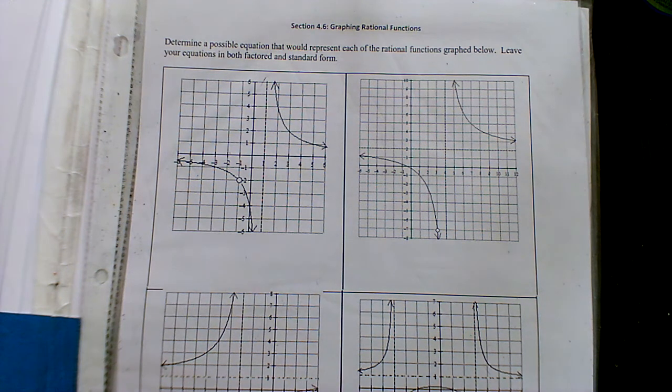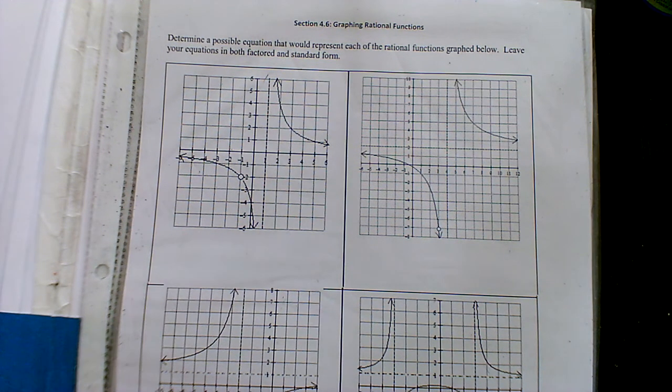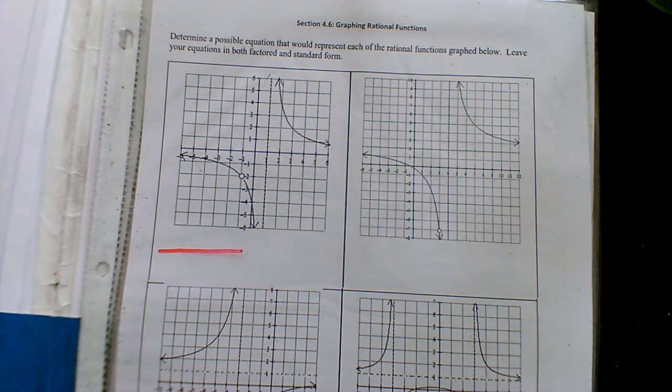So on the first page, we have 4 different graphs, and we're going to take the time to pick apart and analyze different characteristics that the graph has, and use those characteristics to help us figure out what the equation of this graph would be. No calculator. We're going to do all this old school in our heads. Since we're dealing with rational functions, we should at least anticipate a fraction of some type. So we'll go ahead and draw that bar.